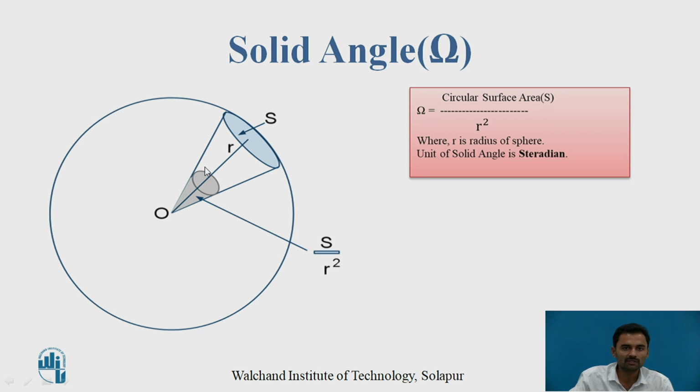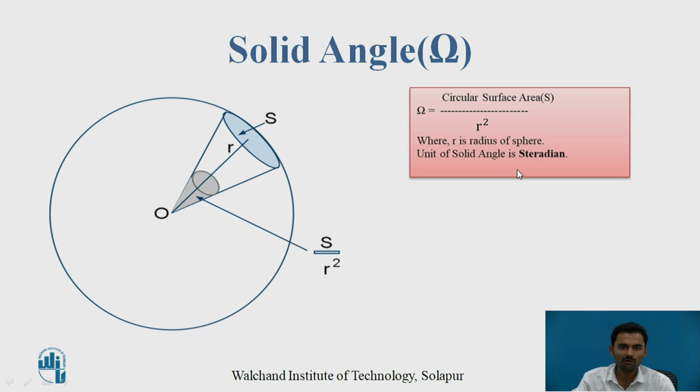Now, how do we calculate the solid angle? A solid angle is subtended because of a surface area. To calculate it we have the formula: omega, the solid angle, is equal to the circular surface area S divided by r square, the square of the radius of the sphere. By putting in the values of surface area and r, we get the solid angle. And the unit of solid angle is steradian.